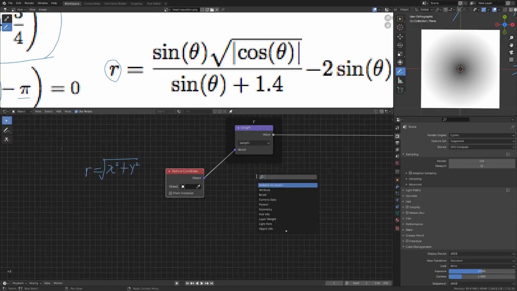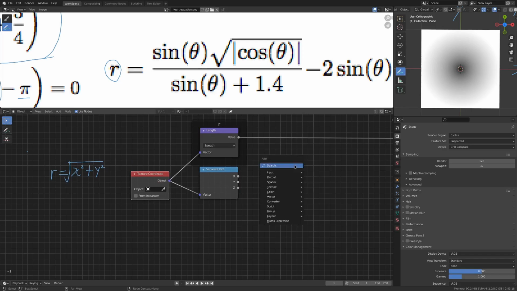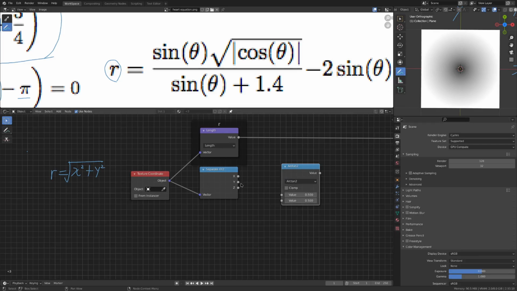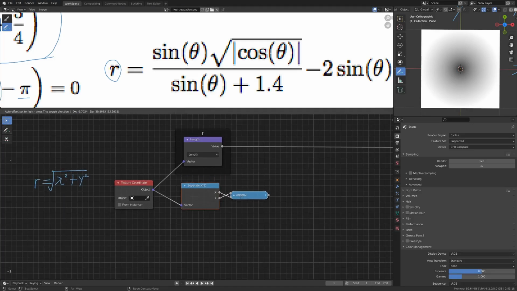To make theta, we need to use a Separate XYZ node, and just one math node allows you to calculate theta. So we are going to use arctan2. With arctan2, Y is going to be on the first socket, X is going to be the second socket, and we're done. We just made theta here. Very simple, right? Then we can keep going now.